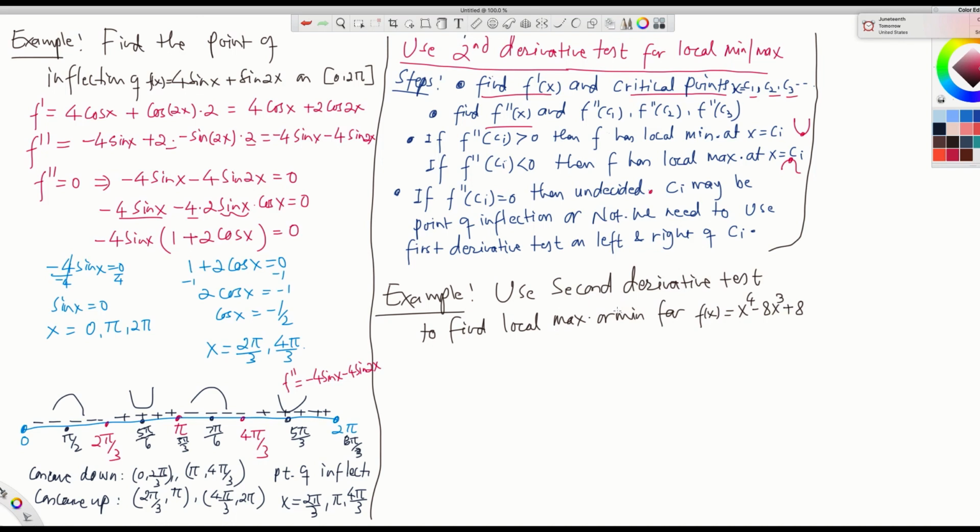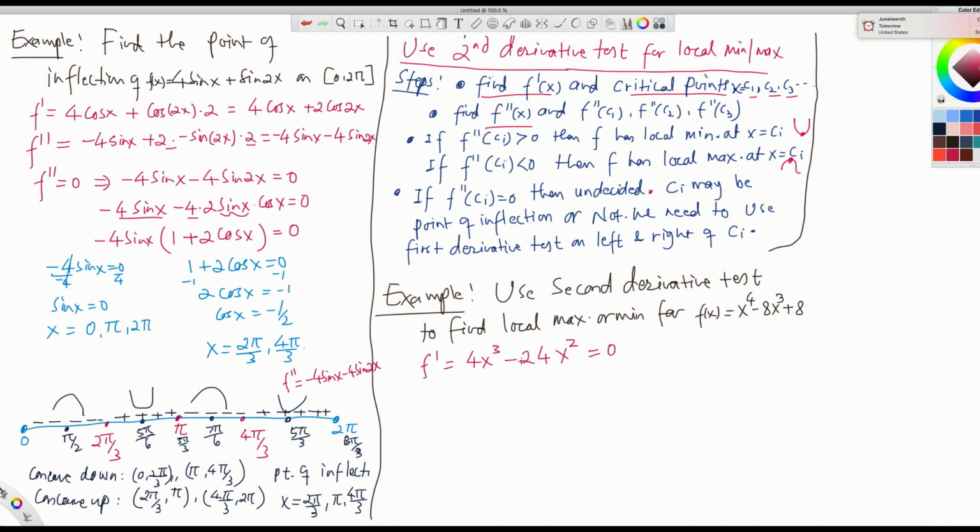So we want to use the second derivative test to find out the local max and local min. So let's follow these steps. What is f prime? It is 4x cubed minus 24x squared plus 0, right? So now we need to find out critical points. Since there is no x in the denominator or the root, it is defined everywhere. So we don't have to worry about where the first derivative is not defined for the critical points. So what we do is set that equal to 0.